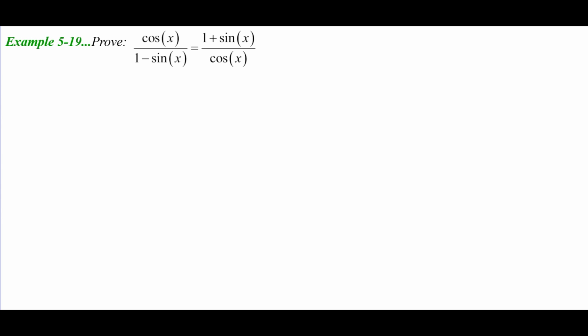But what I want you to notice is that each of these fractions has a binomial term. So we have 1 minus sine x on the left and 1 plus sine x on the right. So if you have a binomial term and there's nothing else to do, I want you to think that I can use the conjugate. So we're going to multiply by the conjugate.